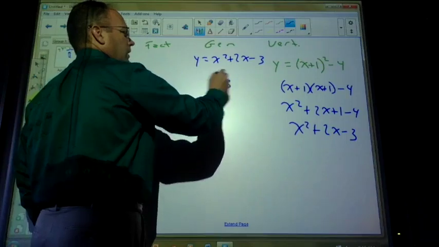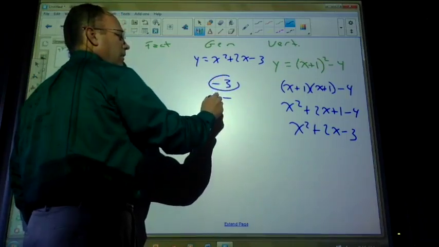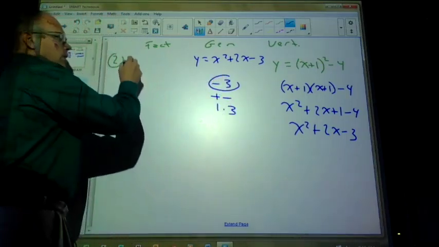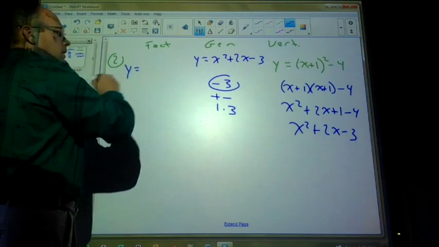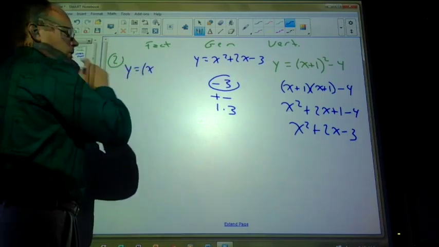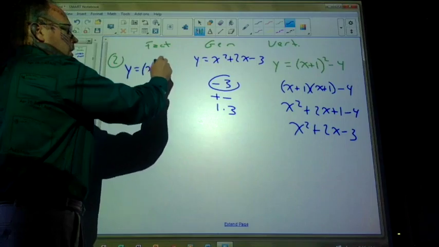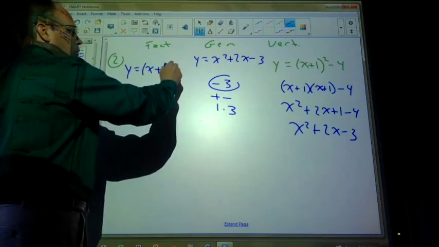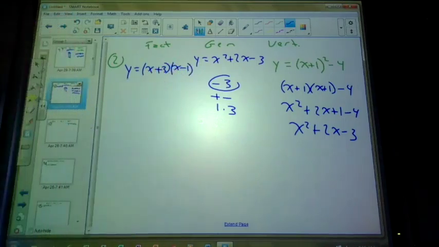So I'm going to try and get to negative 3, so I need a positive and a negative. So 1 and 3 are my factors. So it looks like we can go x plus 3, x minus 1. That one worked out nicely. And I didn't go through the whole factoring thing, I just kind of did it. You good so far?